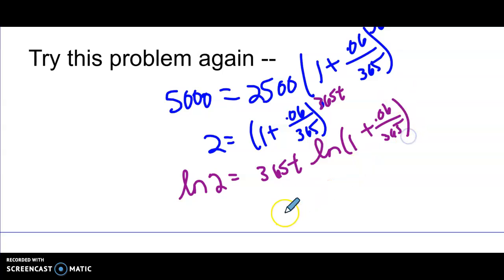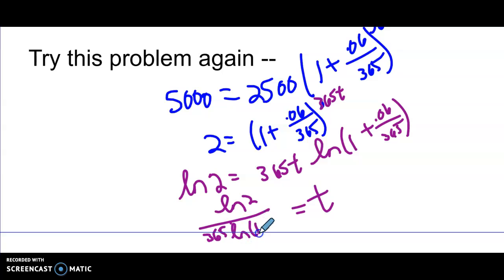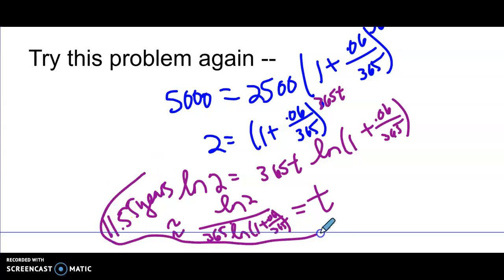I took the 365t and put it down in front. Divide everything. I have natural log of 2 over 365 natural log of (1 + 0.06/365). And see what you get when you put that in your calculator. When I put that in my calculator just now, I got about 11.55 years, which you can remember is what we got the other way.